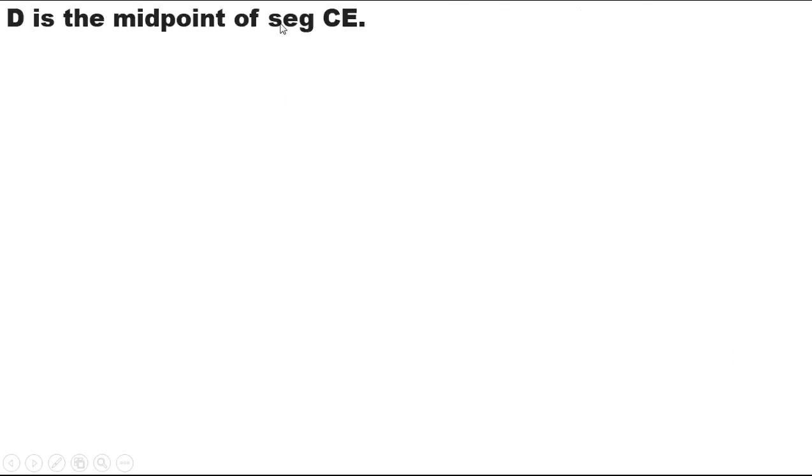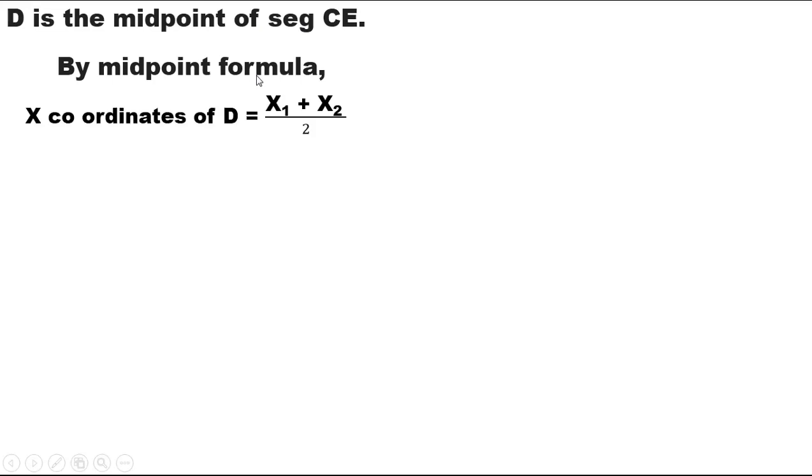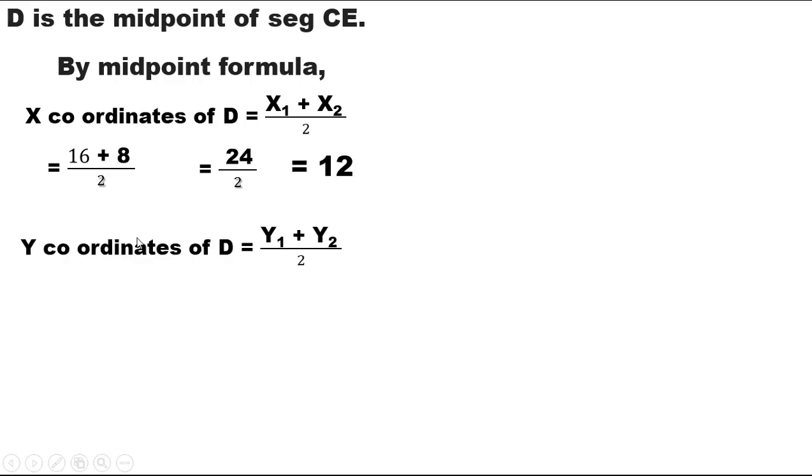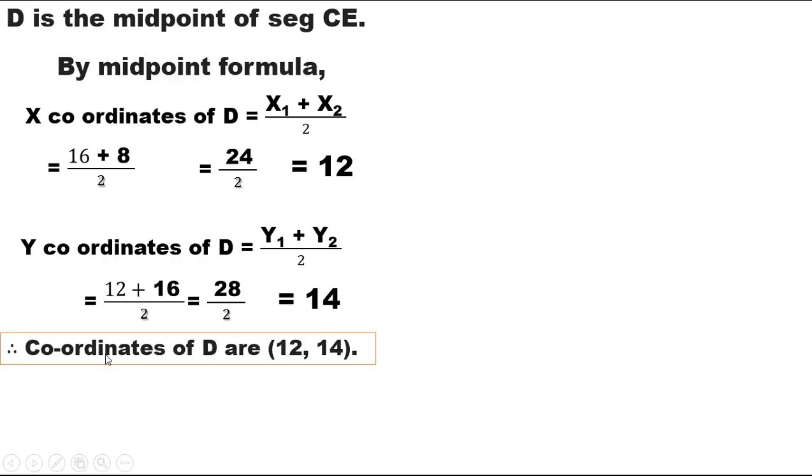D is the midpoint of the segment CE. By midpoint formula, x coordinate of the D is equal to (x1 plus x2) divided by 2 is equal to (16 plus 8) divided by 2 is equal to 24 upon 2 is equal to 12. Y coordinate of the D is equal to (y1 plus y2) divided by 2. (12 plus 16) divided by 2 is equal to 28 upon 2 is equal to 14. The coordinates of the D are 12 and 14.